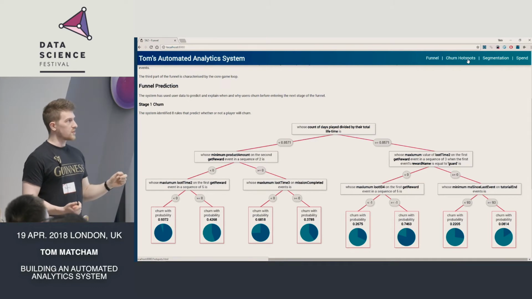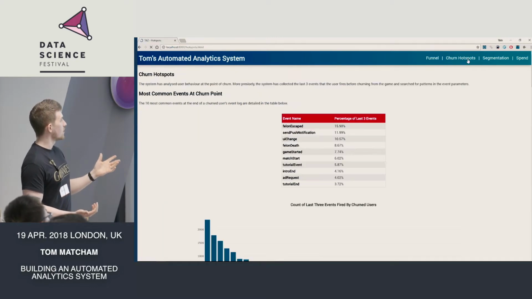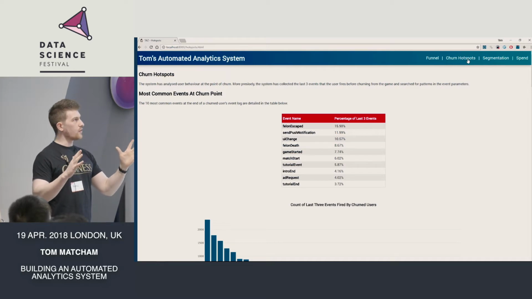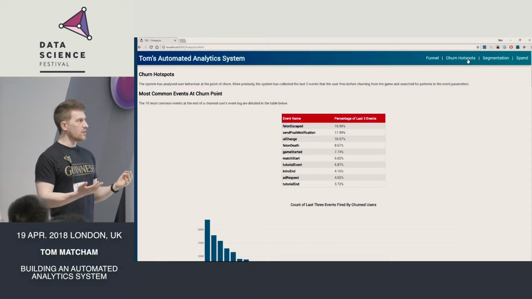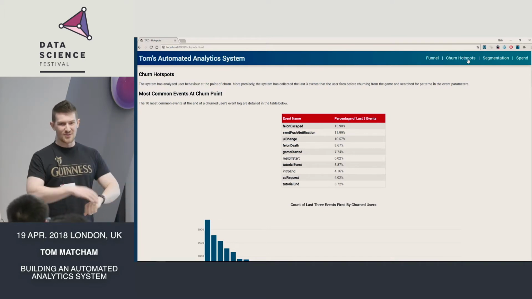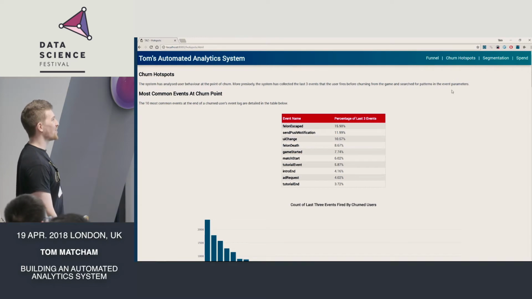I also thought it would be interesting to do a kind of user-based analysis as well. So the churn hotspots part of this, please load, okay. Churn hotspots is about doing a temporal analysis of the user's behavior around the time that they churn. My definition of churn, for the purposes of this, is that you never come back, but you could tweak that. There's plenty of other decent definitions of churn.